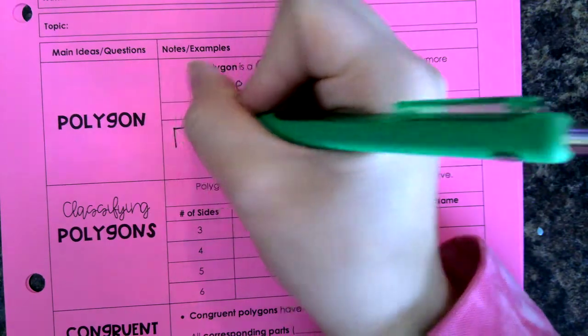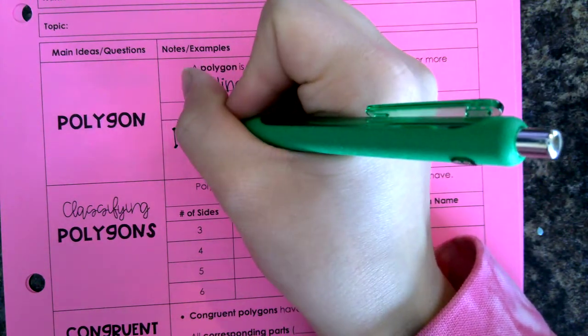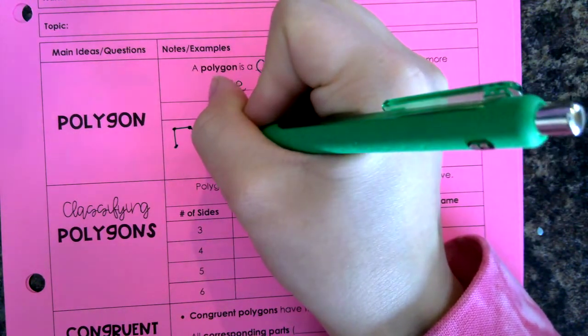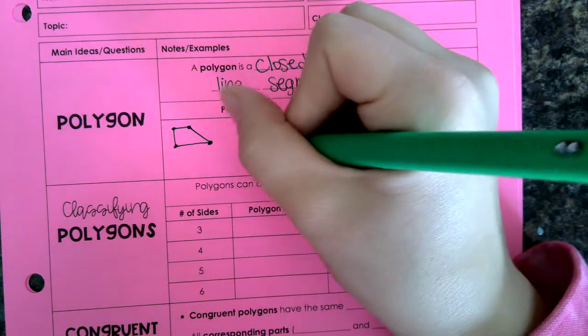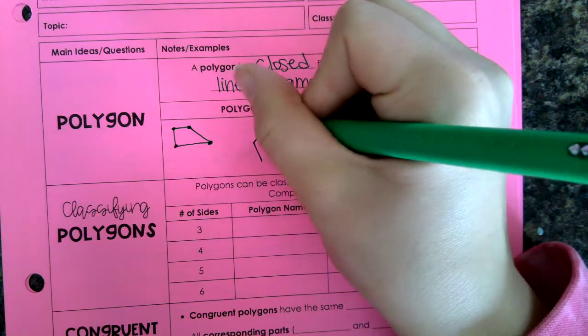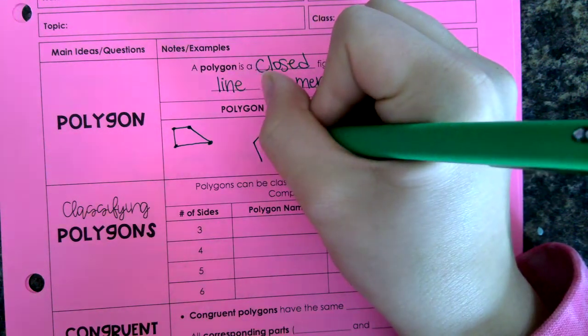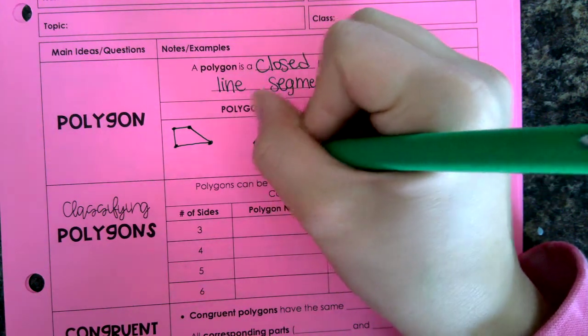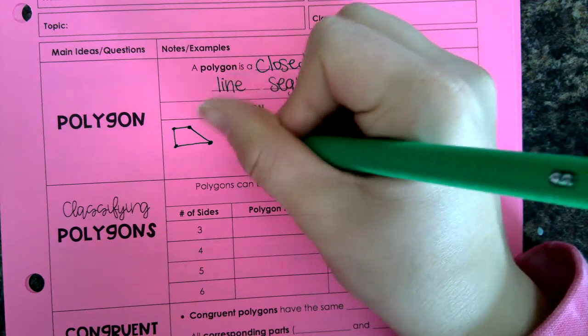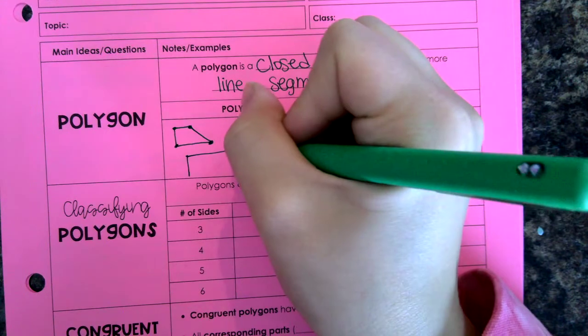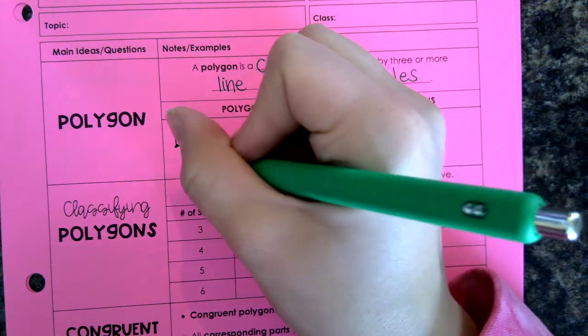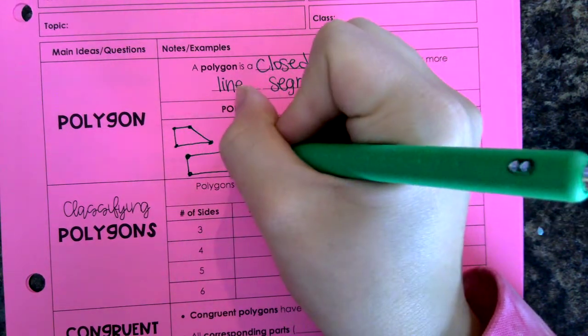So I have some line segments here, and I made a trapezoid. It's a polygon. If I make some line segments, I made a pentagon. That's a polygon. Anything that has line segments and sides that are closed, so a square, a rectangle, anything like that, that is considered a polygon.